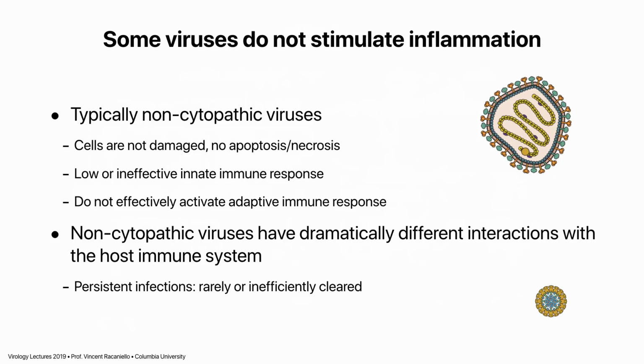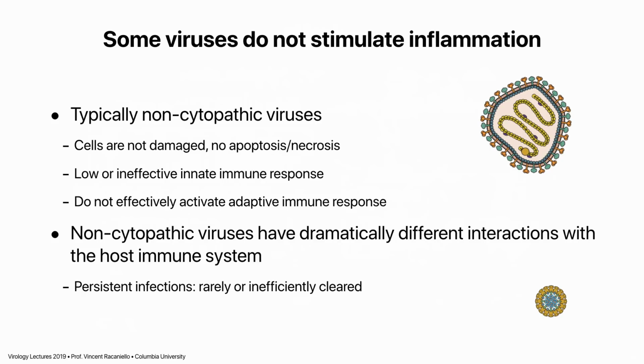And these are typically what we call non-cytopathic viruses. They don't kill cells. So in culture in the lab, if you infect cells, they don't break open. And in the animal, they don't kill cells. So cells are not damaged. You don't get any apoptosis. And dendritic cells have a hard time finding them because they're not releasing virus proteins and virus nucleic acids.